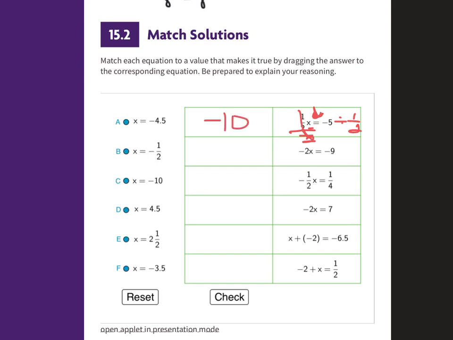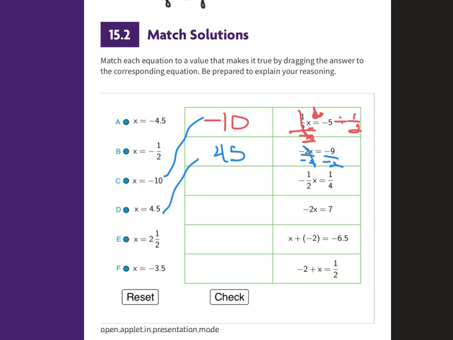Okay, same thing for the next one. -2x means -2 times x. So to get rid of times, we're going to divide. Even though there's a negative there, that doesn't mean we automatically add. -2x means -2 times x. So to get rid of times, we divide. So we're going to divide both sides by -2. So -9 divided by -2 is 4.5. Okay, so we have -10 there, we have 4.5 there.